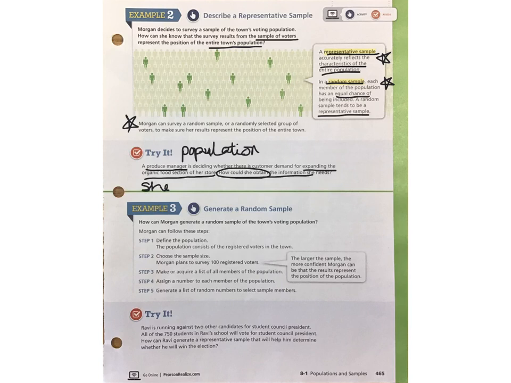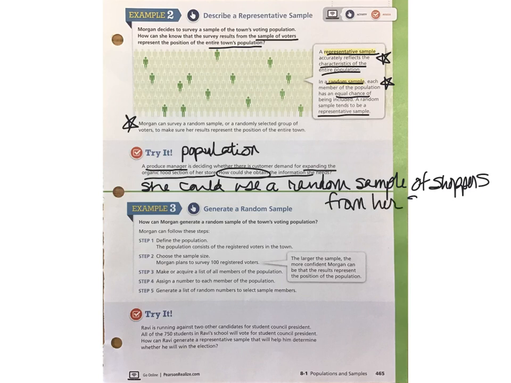Okay? And she could use a random sample of shoppers. And we want to do the random sample of shoppers from her store, because if she just goes out and asks people who don't currently shop at her store what they want, they may not give her an accurate picture of the customers that she already serves.